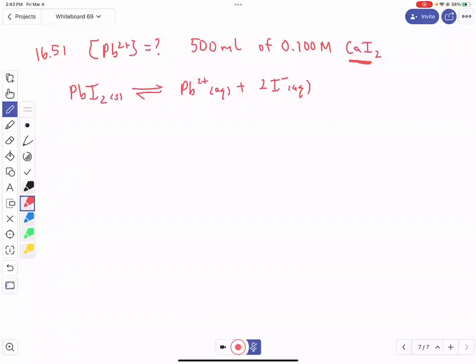So we set up our ICE table, right? Initial, change, and equilibrium. Initially, we have 0 lead, and we're going to get X amount of lead more. That's what we're looking for, the concentration of lead. What is our concentration of iodide in this solution?